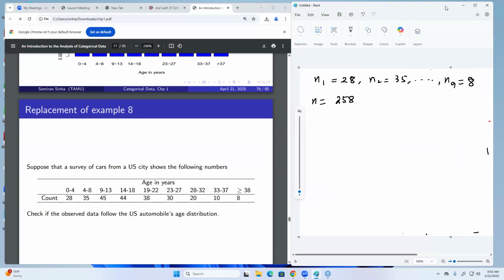And because the age groups are mutually exclusive, you can assume that N1 to N9 follow a multinomial distribution. You can write it as follows: N1 to N9 follow a multinomial distribution with N equal to 258, and the success probabilities for the categories are pi 1, pi 2, up to pi 9. Remember, the sum of these probabilities pi 1, pi 2, up to pi 9 equals 1.